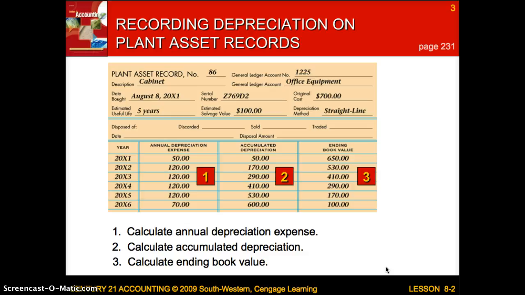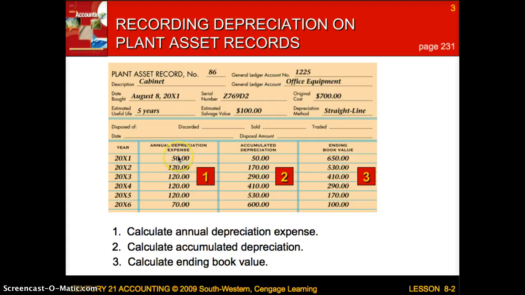Recording depreciation on plant asset records. The first thing we need to do is calculate our annual depreciation expense, and when we did that, we found out that our annual depreciation expense is $120. So that's what it will be annually. However, we found out that this first year didn't have an entire year of depreciation. It only had $50 worth of depreciation.